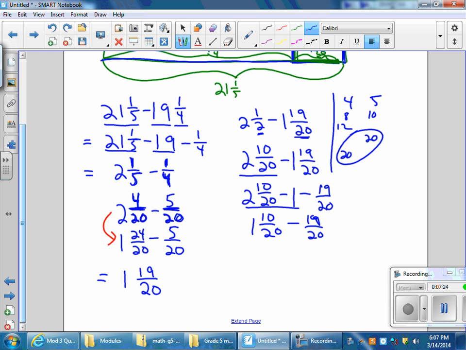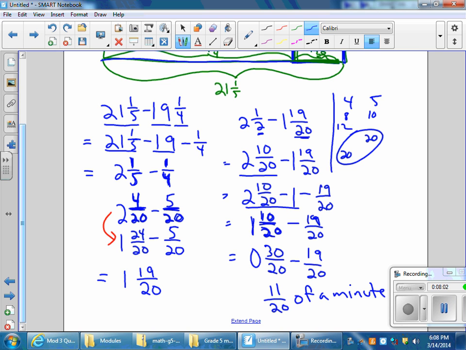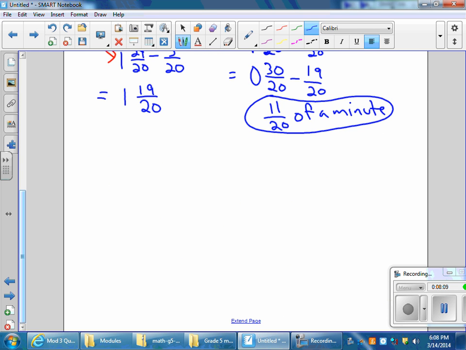I can't take 19 from 10, so I'm going to borrow from the whole and add 20/20 to the 10/20 that are here. So 20 and 10 is 30/20. Minus 19/20. I have 30/20 minus 19/20 is equal to 11/20 of a minute. Final answer.